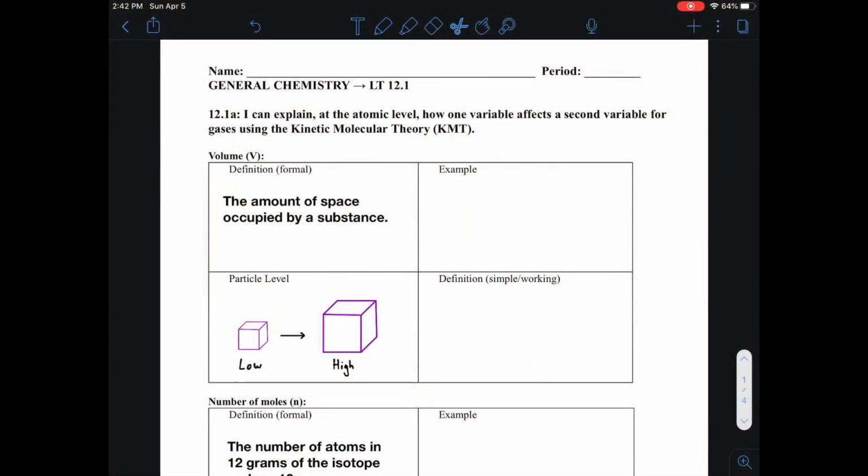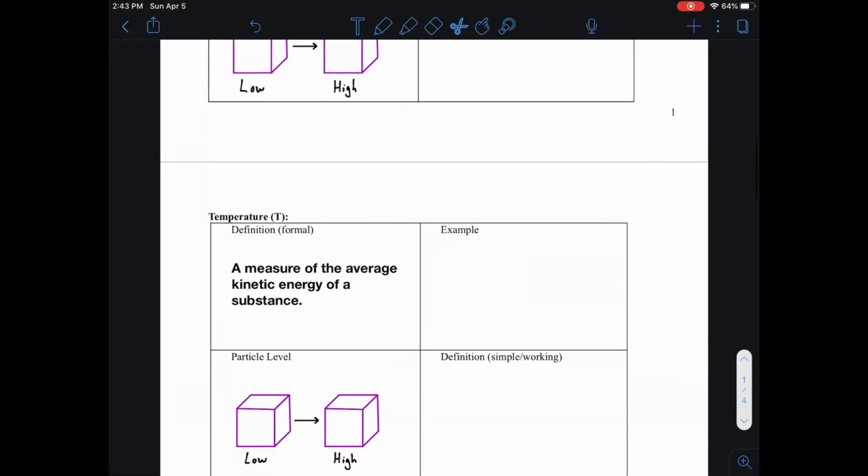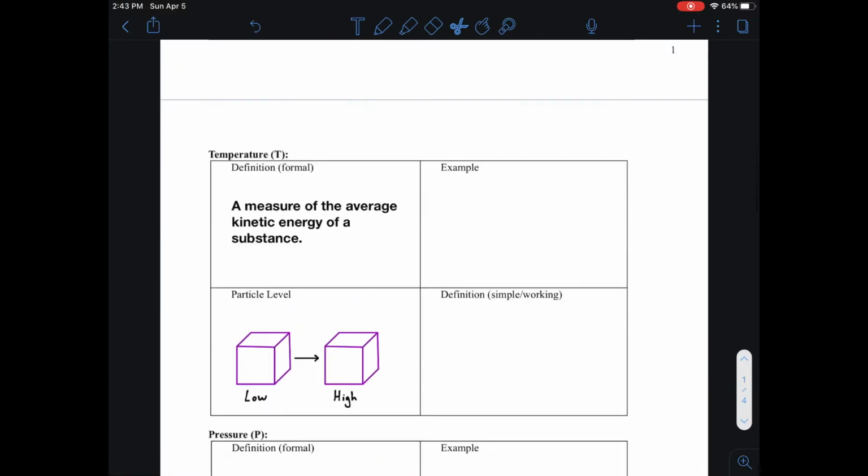Hey everybody. All right, so we're starting a new unit, and in this unit we're talking about gas chemistry. And in this video I'm going to be going over 4 definitions, and if you know the simple working definitions for these 4 different keywords, you basically can explain all of these relationships. So we've got volume, number of moles, temperature, and pressure.